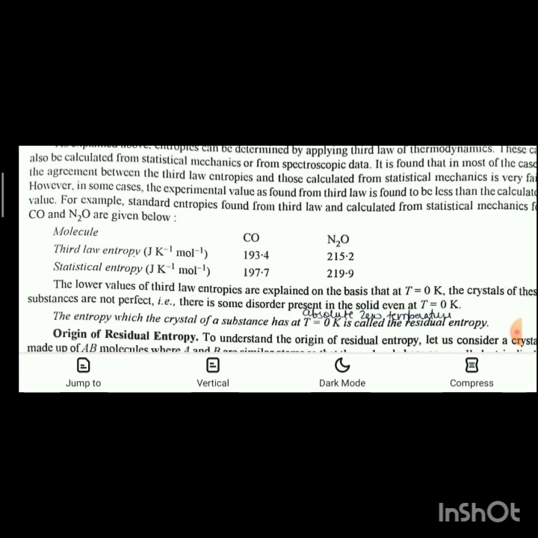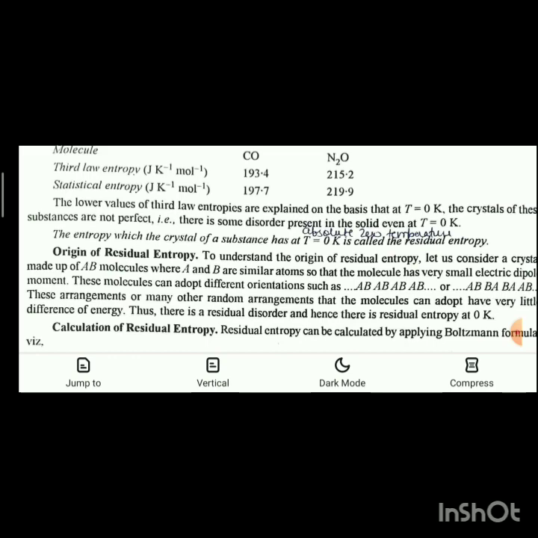The lower value of third law entropies is explained on the basis that at T equals 0 Kelvin, the crystals of these substances are not perfect. That is, there is some disorder present in the solid even at T equal to 0 Kelvin. The entropy which the crystal of a substance has at T equal to 0 Kelvin is called the residual entropy.